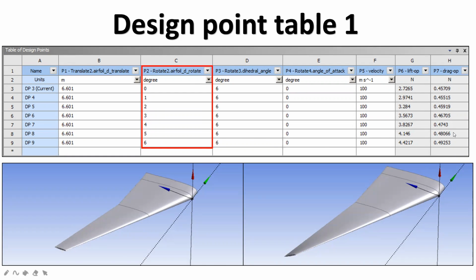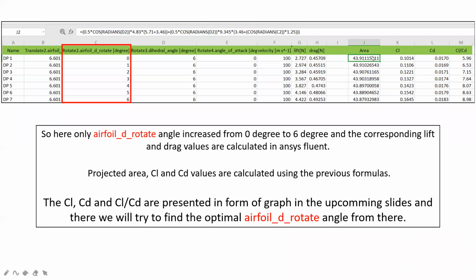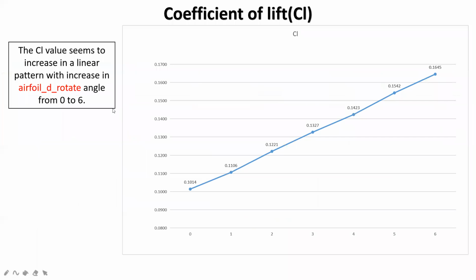So we are getting lift and drag values from here. From the next part, we have pasted those values here, and we have calculated the area through the formula, the projected area, which was explained in the previous slide. We have used the CL and CD formulas to find the CL and CD, and then we have found the CL by CD for angle D rotate from 0 to 6 degree.